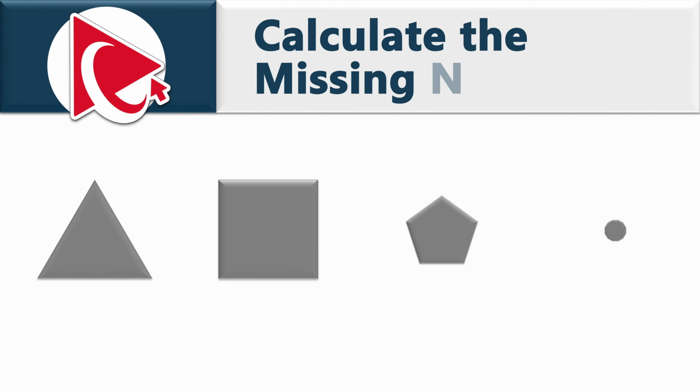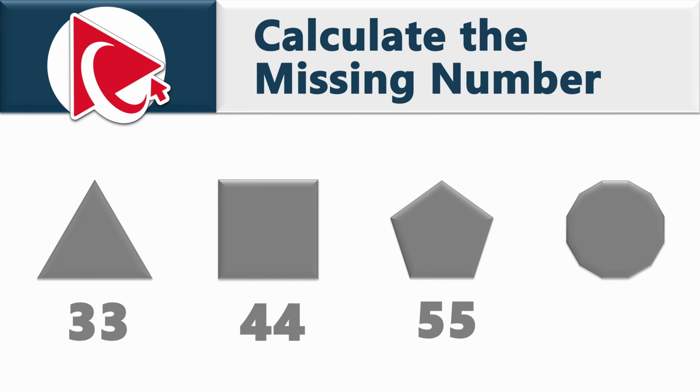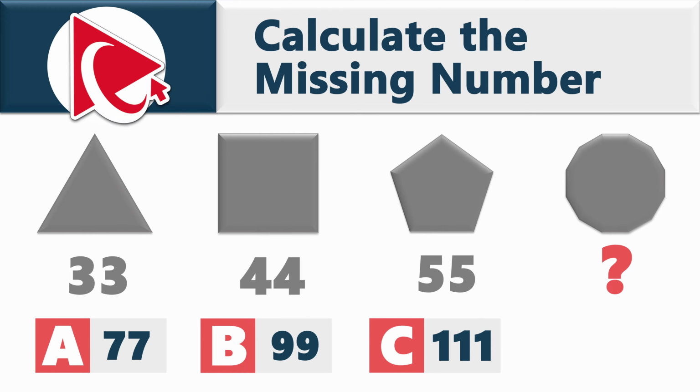You are presented with 4 shapes. There are numbers under each shape. The first shape has number 33. The second shape has number 44. The third shape has number 55. And then comes the shape with the missing number. You need to calculate and select the missing number out of 4 possible choices. Choice A, 77. Choice B, 99. Choice C, 111. And last but not least, choice D, 132.